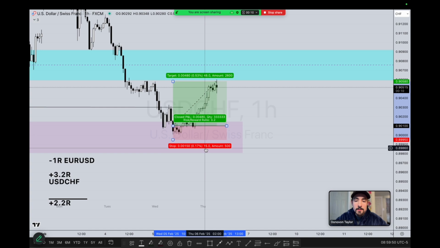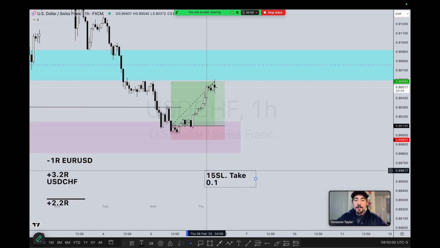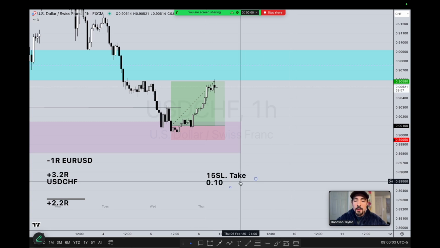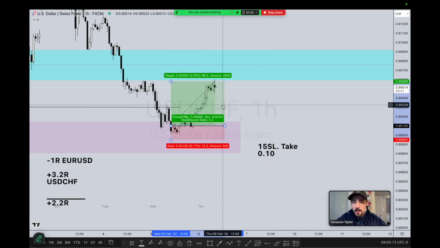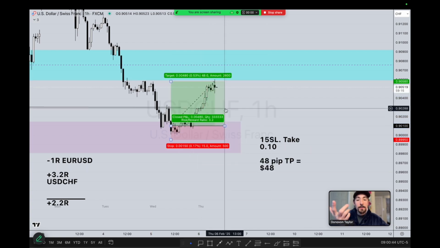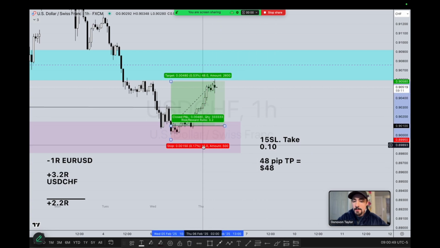This particular trade was a 15 pip stop loss. All right, 15 pip SL. Maybe someone's made the decision to take, I don't know, let's say 0.10 every single trade, which is 0.01 per $100 on a $1,000 account. For this particular trade, obviously this is a winning trade. We had a 48 pip win on USD CHF. So for this particular trade, they would be making $48. They risked technically $15 to make $48 if they were just taking the static lot size of 0.10.